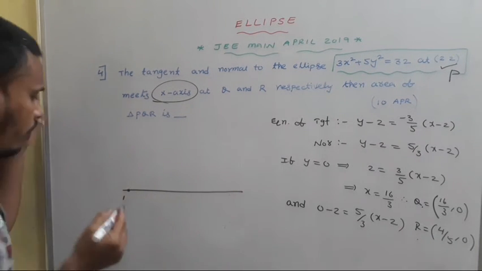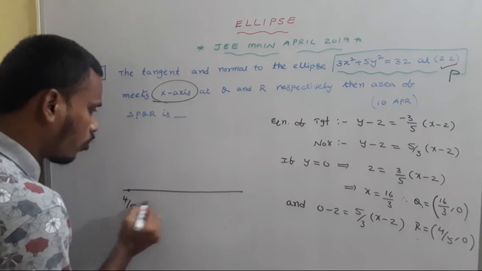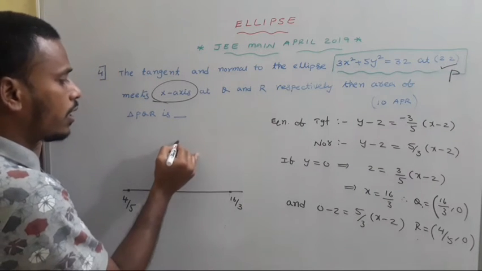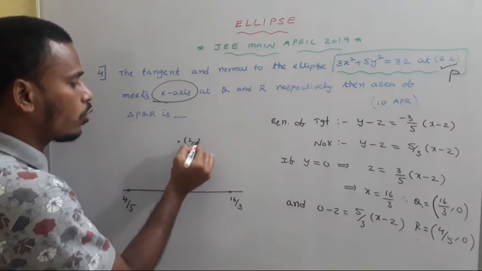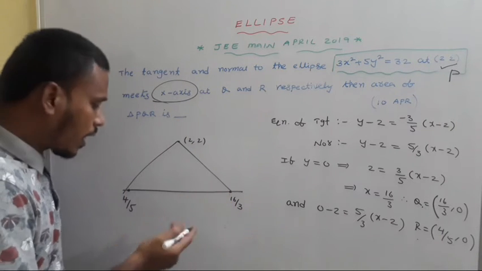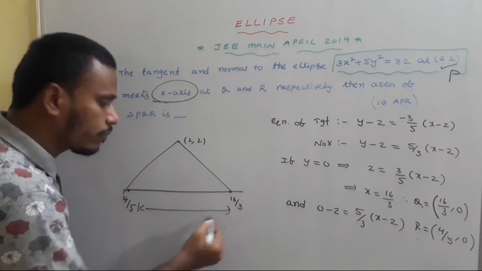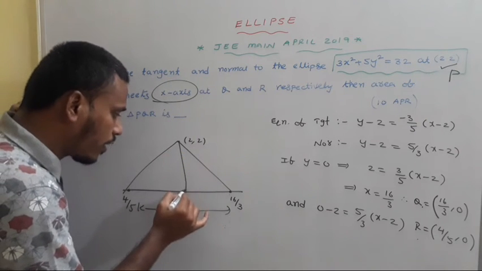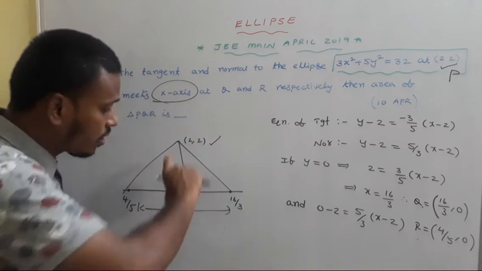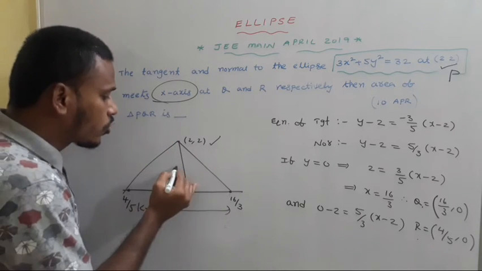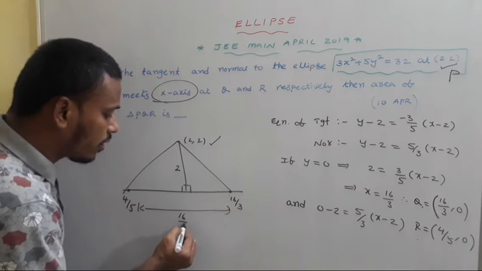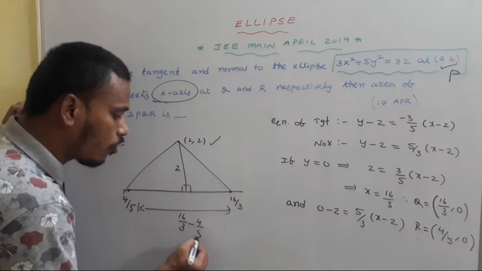So on the axis somewhere we have the point corresponding to 4/5, somewhere we have the point corresponding to 16/3, and on the ellipse somewhere we have the point (2, 2). Maybe this is the shape of the triangle, and now this is the base length and this is the height of the triangle. Since the point is (2, 2), surely this vertical length is 2 units. And now what is this distance? This distance is simply 16/3 minus 4/5.